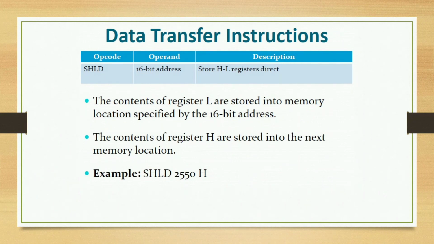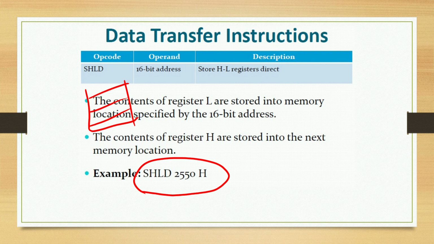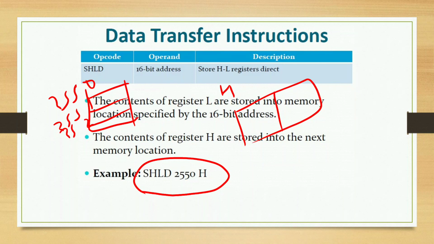SHLD, store HL pair directly. Here is the example, SHLD 2550. The memory locations are 2550, 2551, and here is the HL pair.